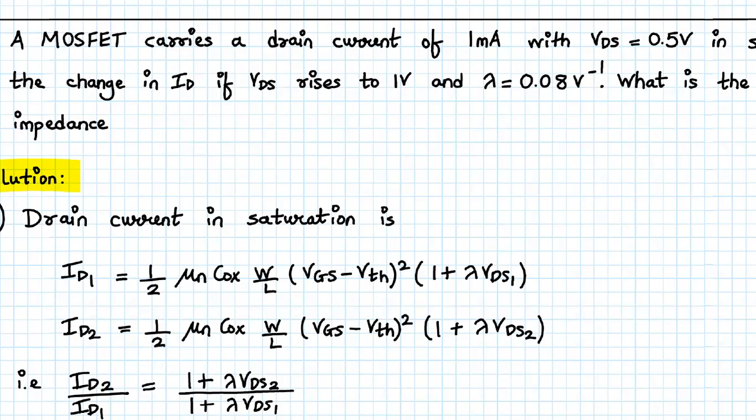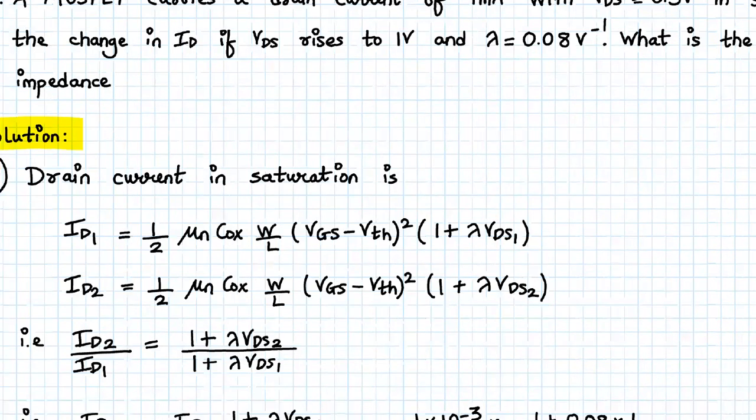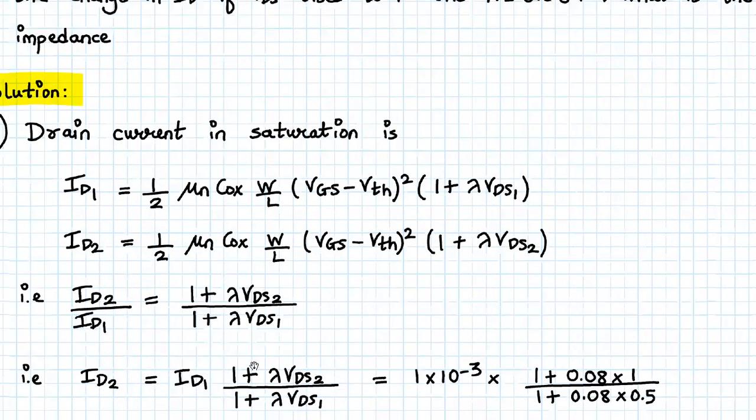They have only given that ID is changing by the VDS value only in this case. So this entire term will cancel out, and if you divide these two expressions, you will get ID2 divided by ID1 equal to 1 plus lambda VDS2 divided by 1 plus lambda VDS1. Here we have to find the value of ID2, so ID2 will be ID1 times 1 plus lambda VDS2 divided by 1 plus lambda VDS1. VDS2 is 1 volt, VDS1 is 0.5 volt, and ID1 is 1 milliamperes. From here, you can calculate the ID2 value.